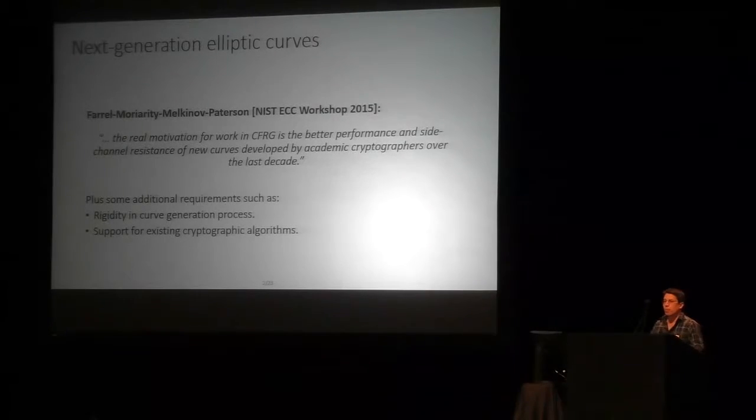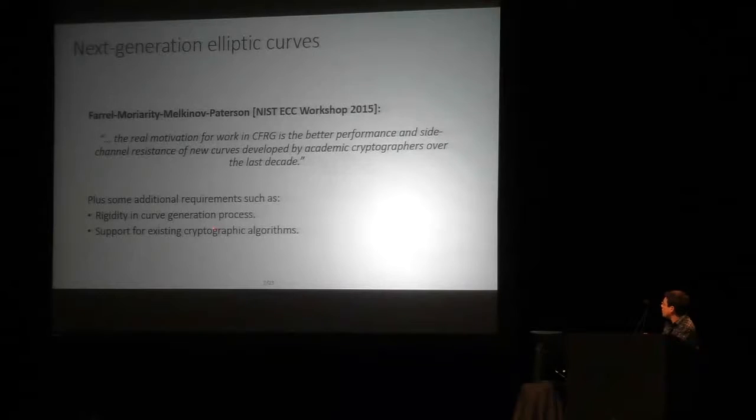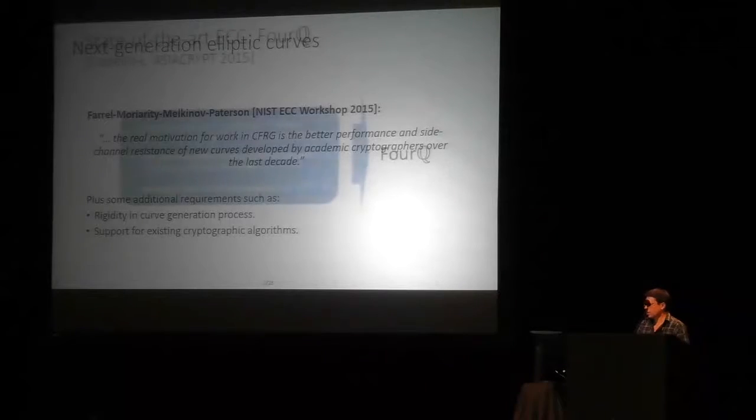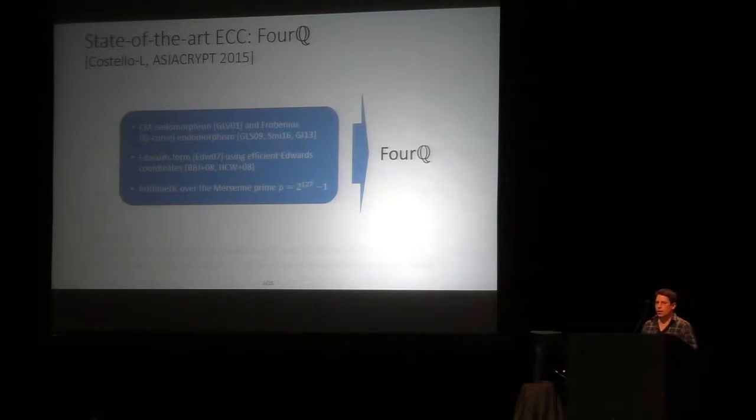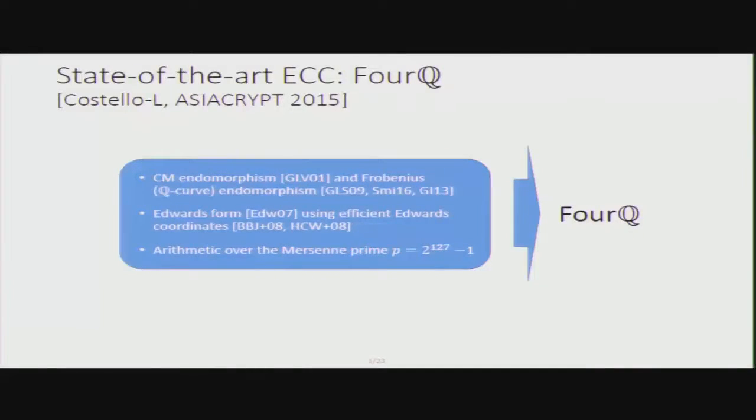And I can add other requirements that were important at the moment of the selection. I mentioned two that I think are relevant: the rigidity in curve generation, and also the support for existing cryptographic algorithms, such as ECDH, the ephemeral case especially, and signature schemes. So given this context, with this motivation in mind, with Craig Costello, we sat down and said, okay, how fast can we go with ECC, how can we design a curve that is really very efficient and at the same time secure. And so we began to put together the best of ECC at the moment, and we call what we came up with FourQ. And that really takes the best out of the literature.